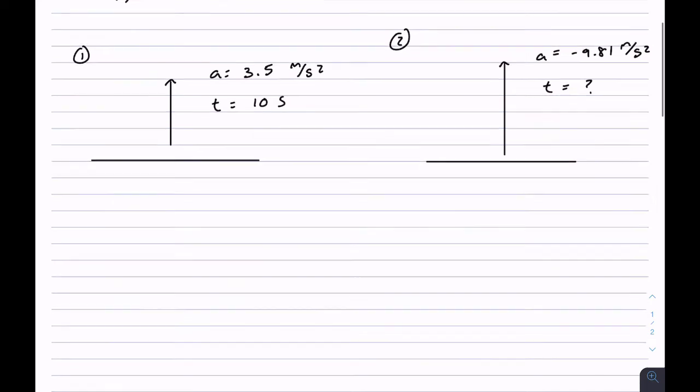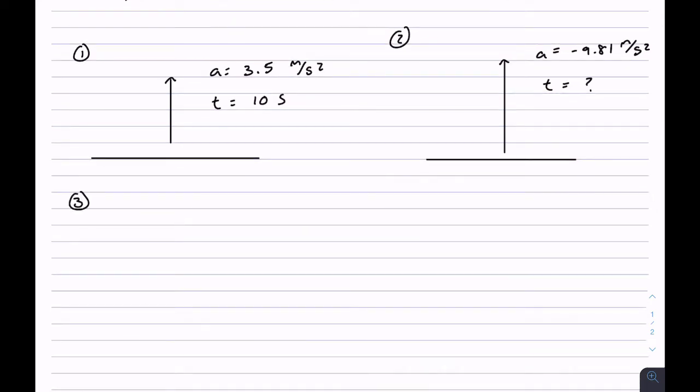Okay, and then there's going to be a third scenario where the rocket stops moving upwards, briefly hovers for a second, and then comes back down towards the ground, again with standard g as acceleration, negative 9.81 meters per second squared.